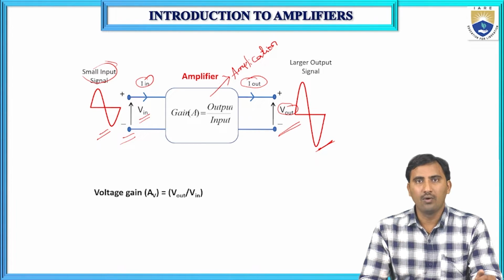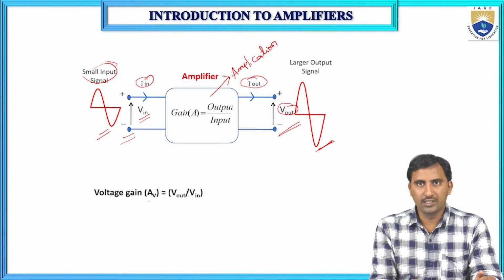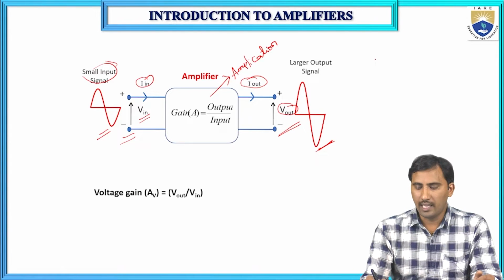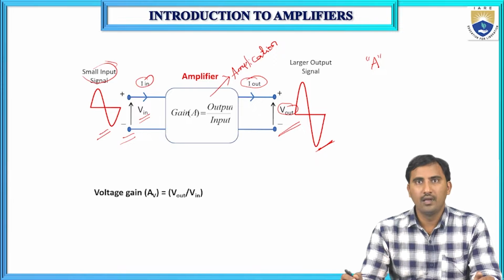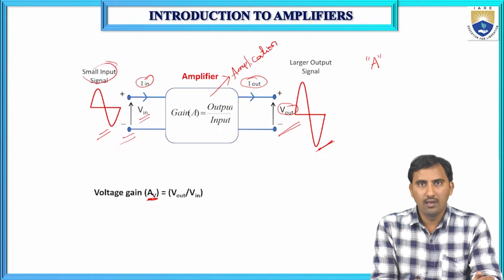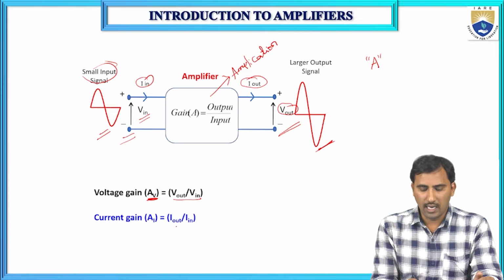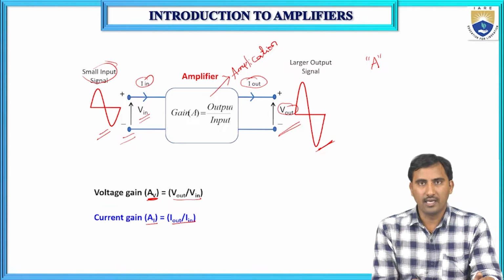The first one is the voltage gain. In general, the voltage gain is represented with A suffix V, and it is the ratio of output voltage to the input voltage. That is called voltage gain. The next one is the current gain. Current gain is the ratio of output current to the input current, and it is represented with A suffix I.